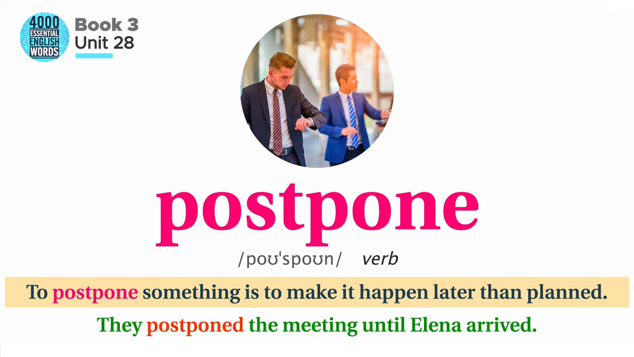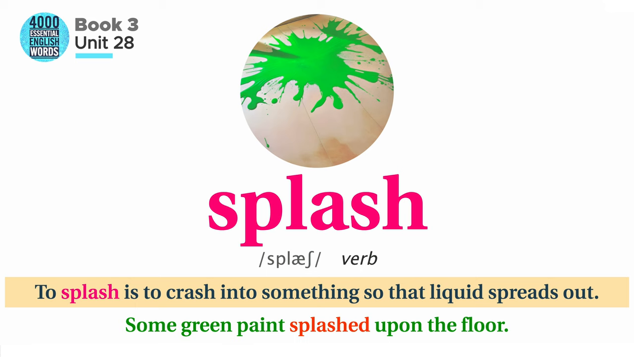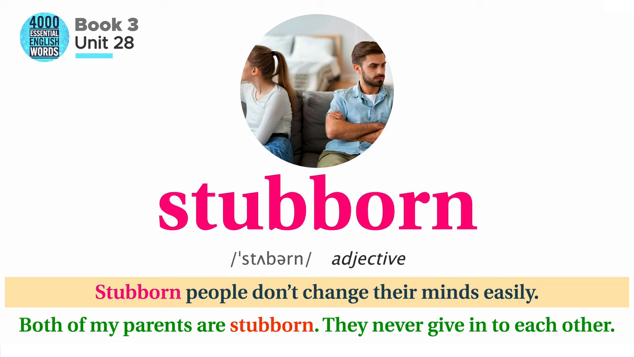Postpone. To postpone something is to make it happen later than planned. They postponed the meeting until Elena arrived. Splash. To splash is to crash into something so that liquid spreads out. Some green paint splashed upon the floor. Stubborn. Stubborn people don't change their minds easily. Both of my parents are stubborn. They never give in to each other.